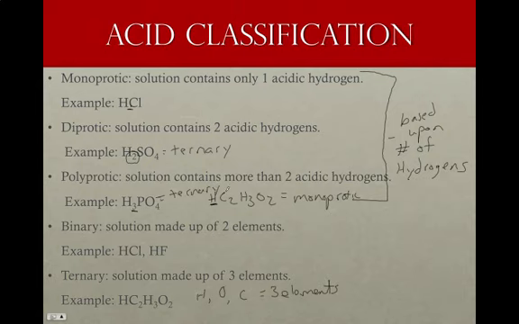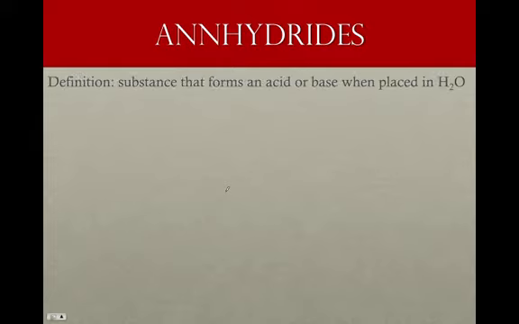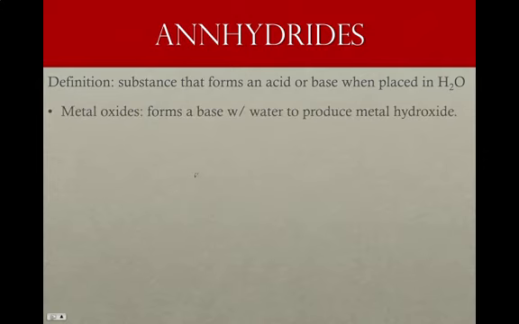And the last thing that we have to discuss is anhydrides. An anhydride is a substance that either forms an acid or a base when it's placed in water. By itself, an anhydride is not an acid or a base, but when it's placed in water, it reacts with the water and forms an acidic or basic substance. The first type of anhydride are metal oxides. Metal oxides form a base with water to produce a metal hydroxide. So the product is a metal hydroxide.